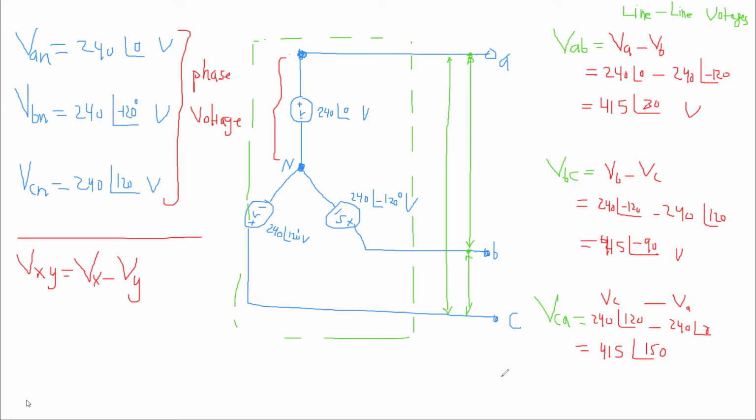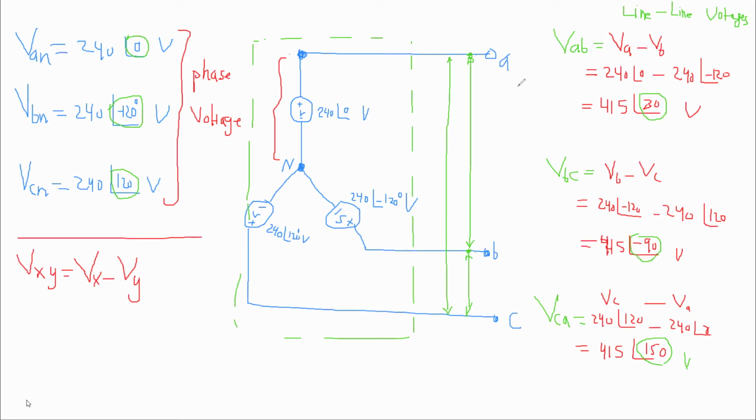So I have three phase voltages and three line voltages. Look at the relationship between them. See what happens here. The angle here is, for the first one, 0. The angle here is 30. The angle here is minus 120. The angle here is minus 90. The angle here is 120. The angle here is 150. What is the relationship between this angle and this angle?